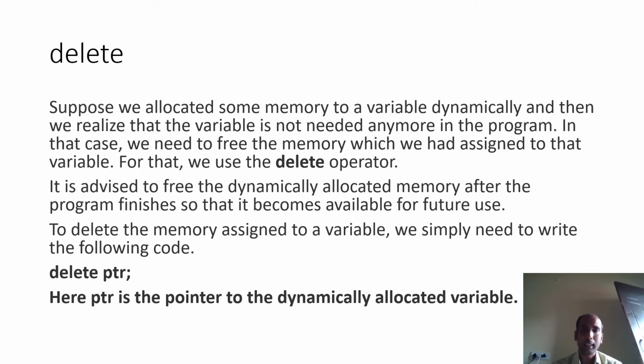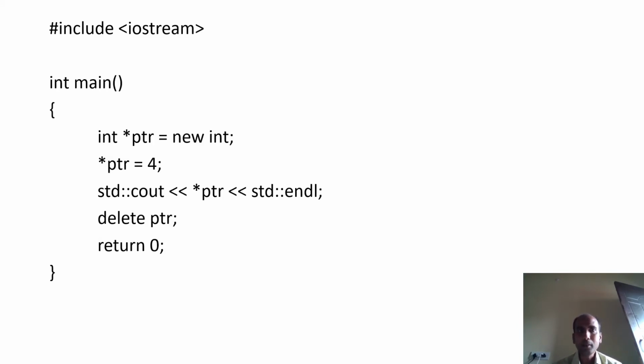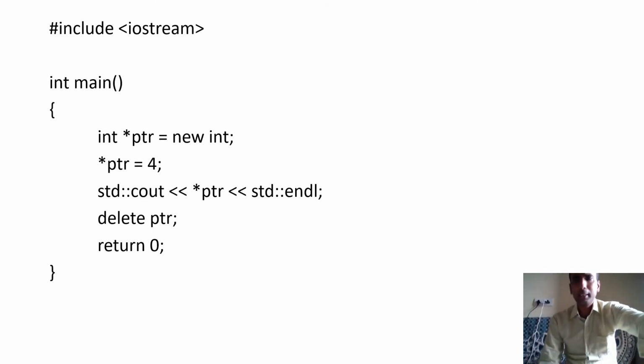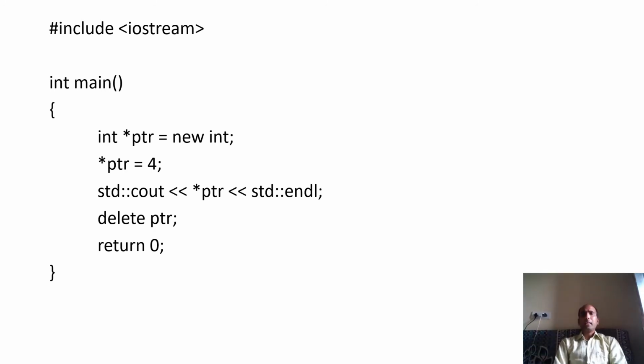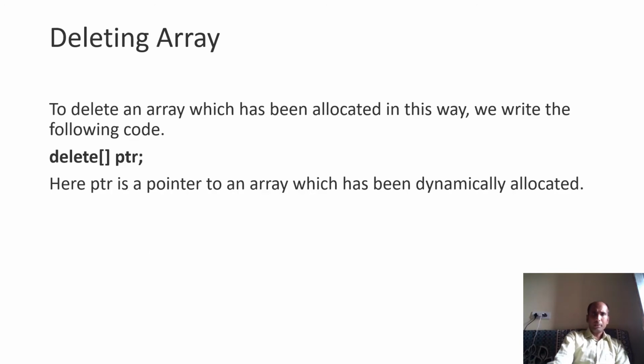What is the syntax of the delete operator? Delete and then the pointer variable name. So delete ptr. Suppose for ptr I have dynamically allocated the memory. Then with delete ptr, the memory allocated for ptr has been removed. That's a very simple example here. I have taken a pointer, dynamically allocated memory for an integer, and then assigned it 4. Then I have deleted that pointer. Delete ptr. That's simple. It will delete.